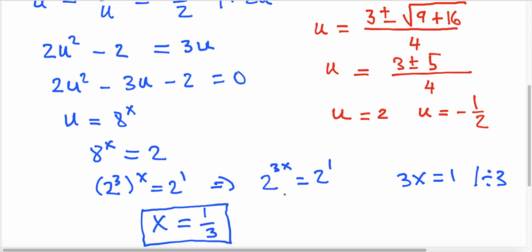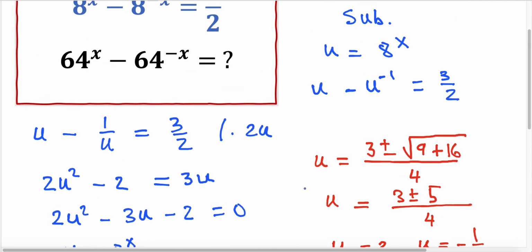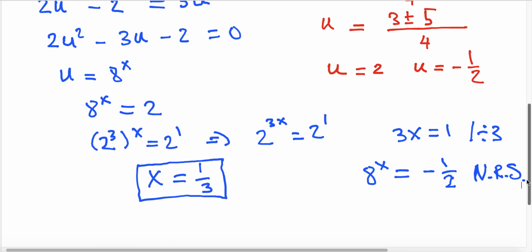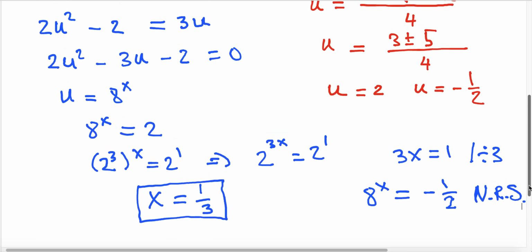But we didn't solve everything, because we have to find what 64^x − 64^(−x) is. If we are plugging in this minus 1.5, 8^x equal to a negative number is not going to yield a real solution. So therefore we are going to solve just for the real solution.